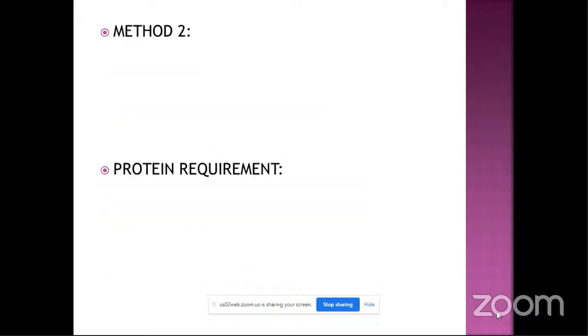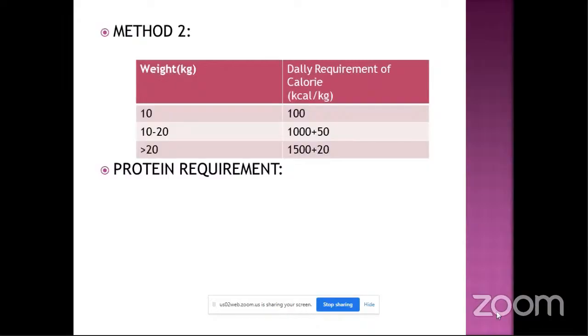Another method is the easy method, that is the Holiday-Segar formula, for which the child weight is, if it is 10 kg, then the calorie requirement will be 100 kilocalorie per kg. If it is between 10 to 20 kg, it is 1000 plus 50 kilocalorie per kg for every increase in weight from 10 kg. If it is more than 20 kg, it is 1500 kilocalorie plus 20 kilocalorie per kg for every increase beyond 20 kg.